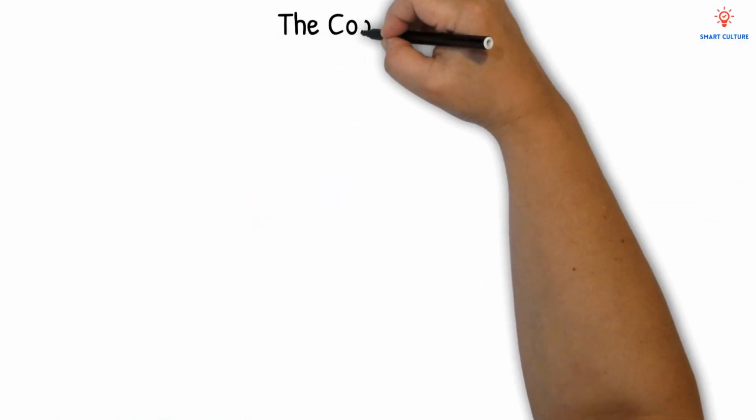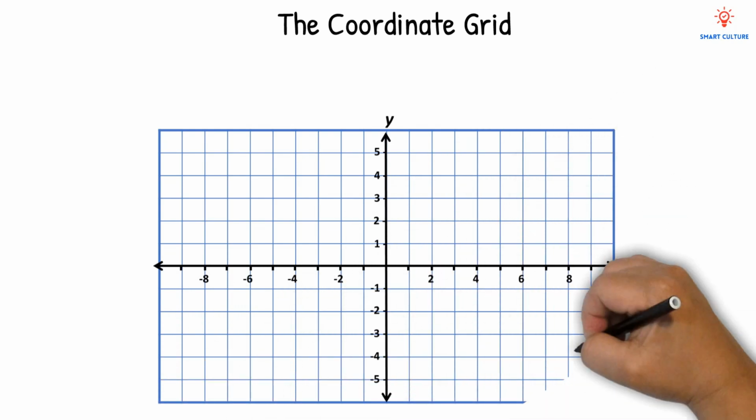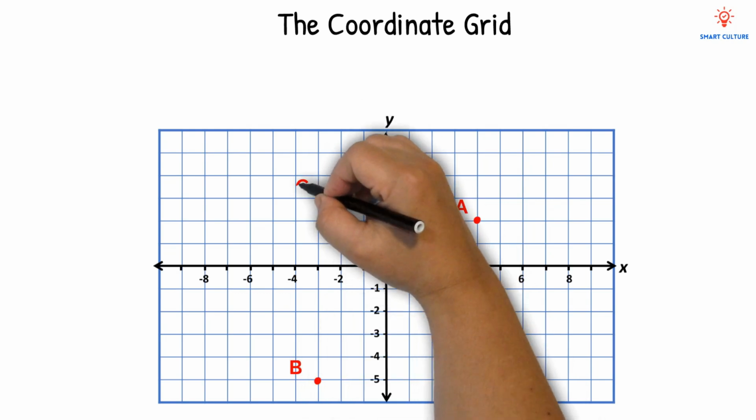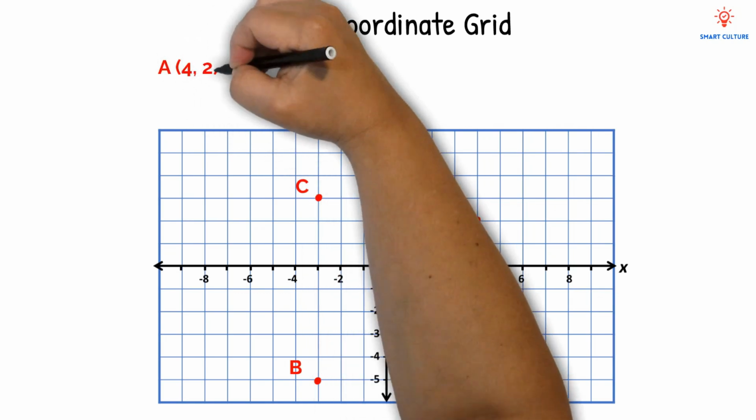This video is all about coordinates on the coordinate grid. Remember, a coordinate will always give the x value first and then the y value. We need to identify the following coordinates. What are the coordinates of A? A lines up with 4 on the x-axis and 2 on the y-axis. Therefore, the coordinates are 4 and 2.